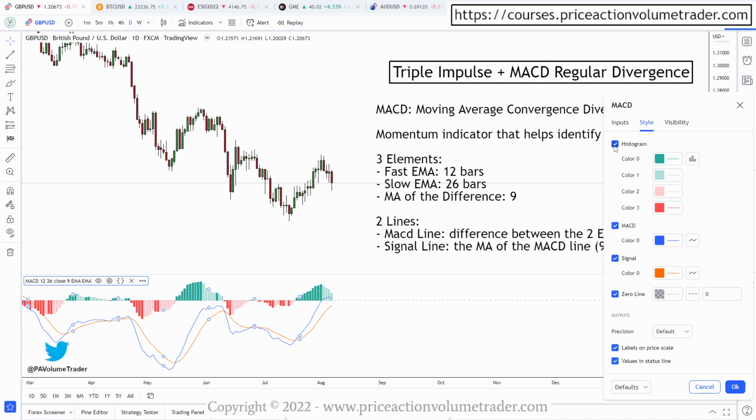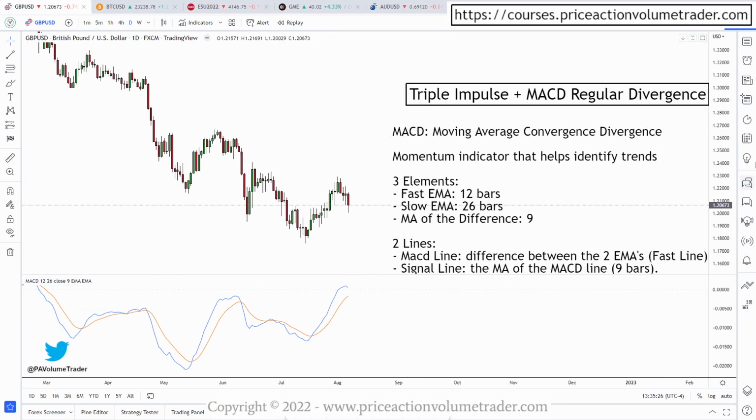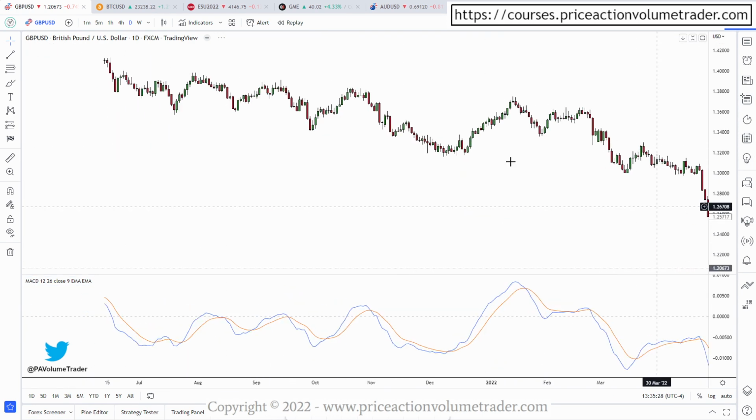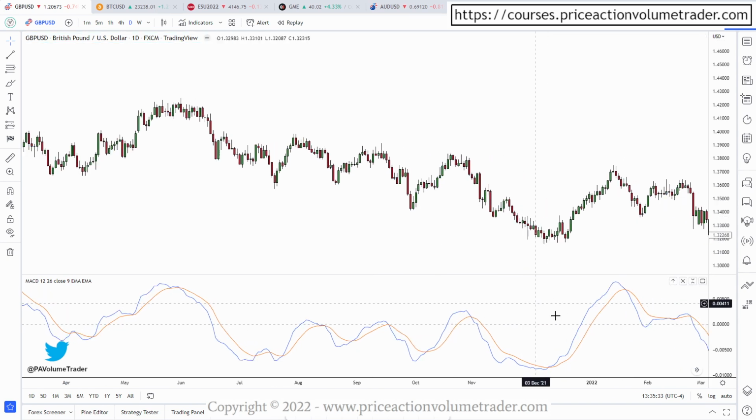Okay, let me get rid of the histogram, because I actually don't like to use the histogram. I just use the lines for the purpose of this technique that I'm going to show you here. But if trading was just as easy as looking at a MACD and taking trades when things cross over, everyone would be a millionaire, and trading would be easy, which is completely opposite to the reality. Trading is pretty hard.